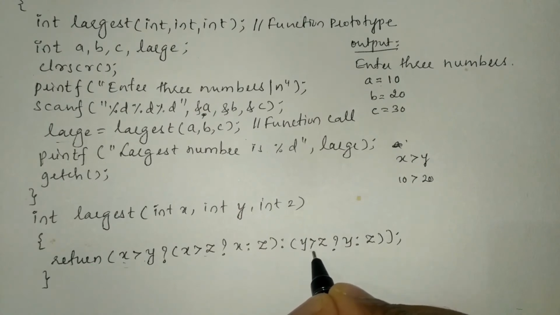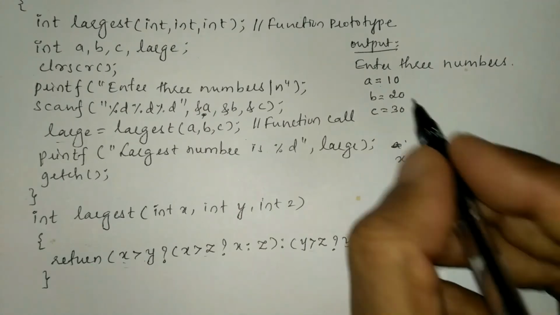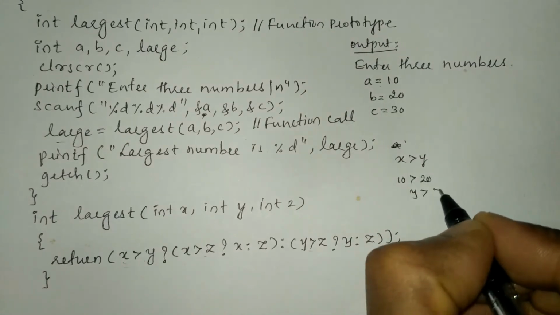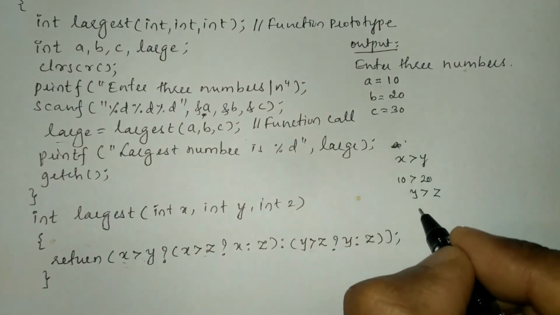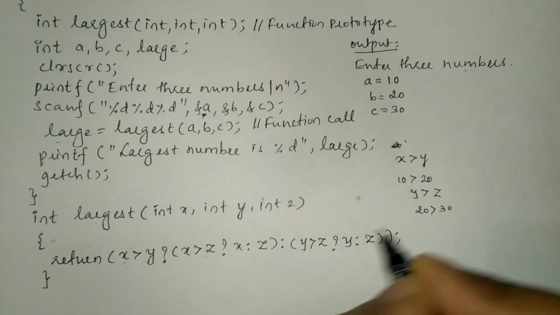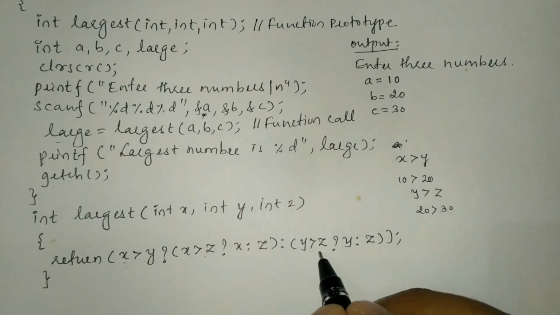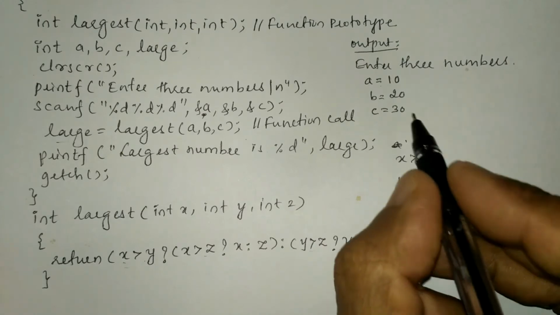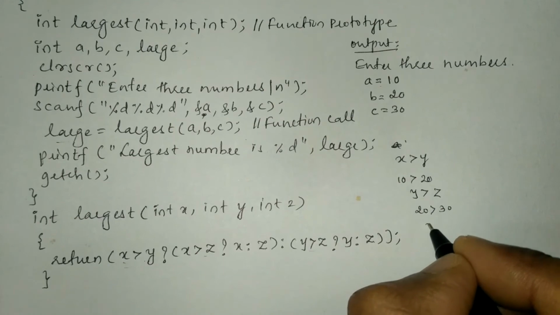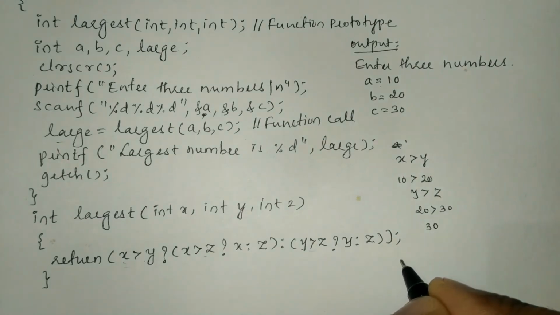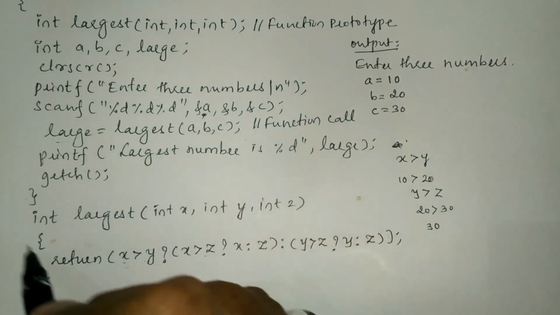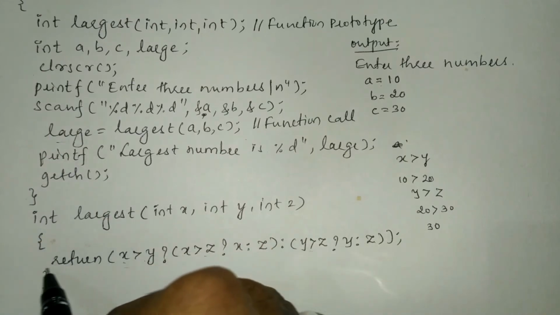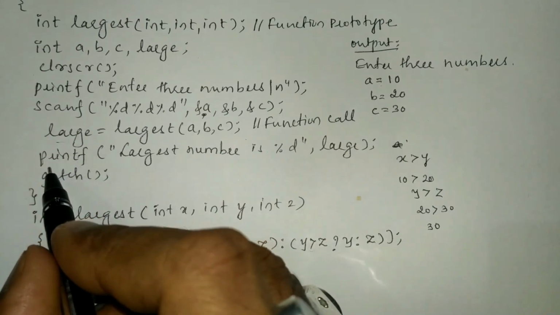So it is going to check Y is greater than Z, that is 20 is greater than 30. No, the condition fails. If the condition fails, then Z will be returned. So what is the value of Z? That is the value of C. So it is going to return 30 as largest. So again control transfers, and here it is going to return the value to the main function.